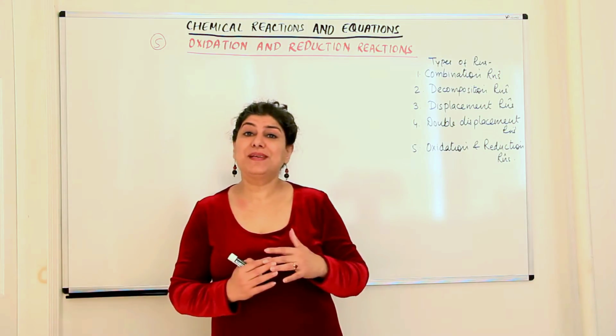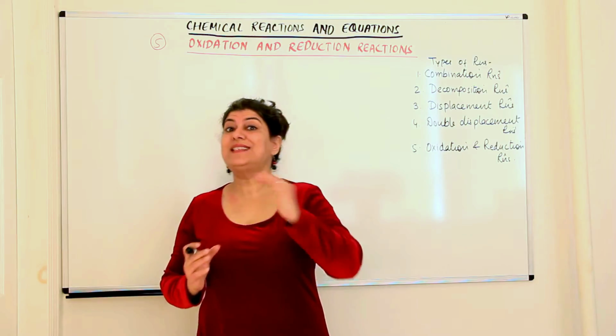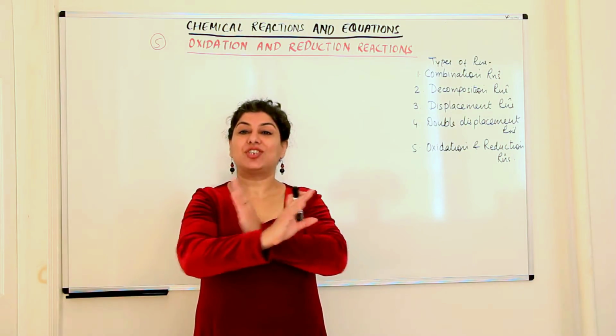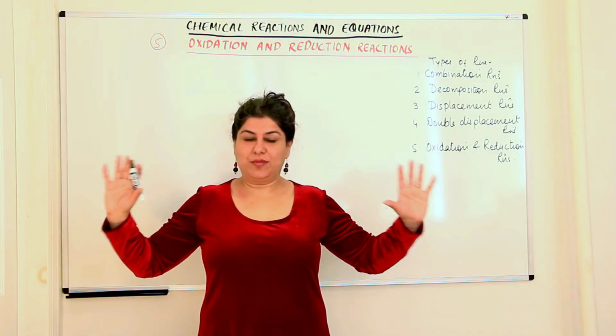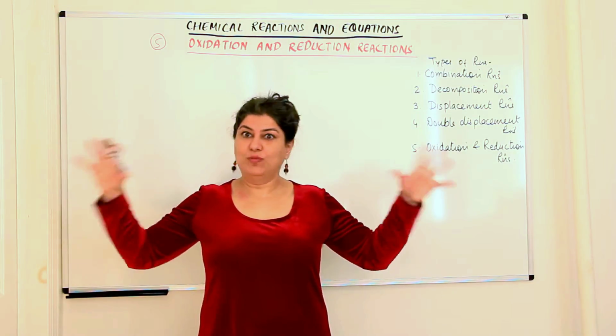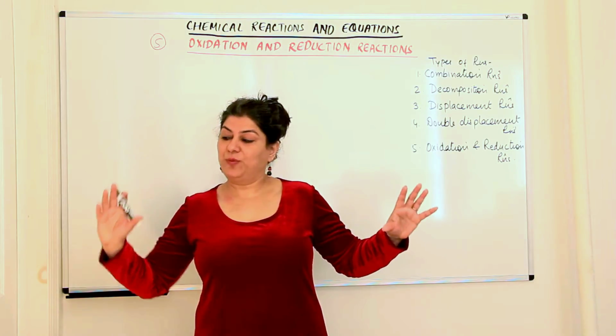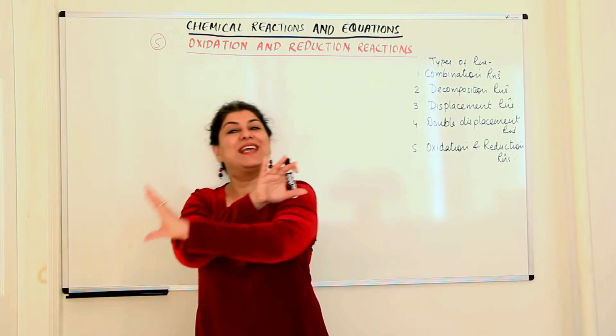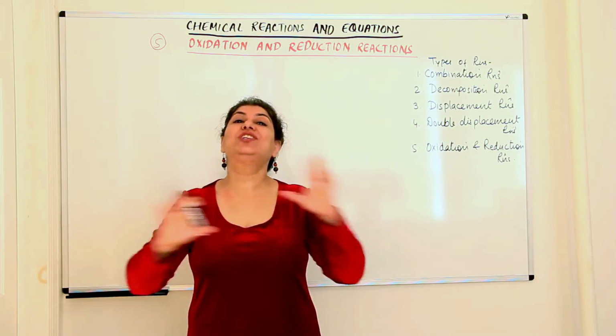A double displacement is, again, a displacement is taking the place of another. But a double displacement means there's an exchange. There are two substances or atoms in two molecules. This atom from this molecule comes here and takes the place of this one, and this one goes and takes its place. So they exchange places.